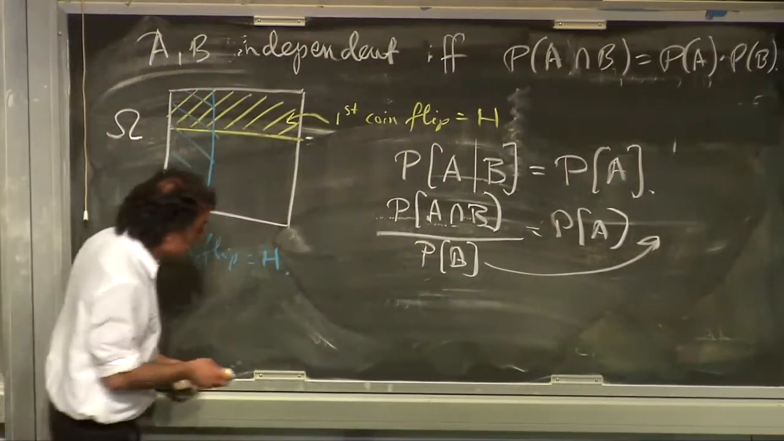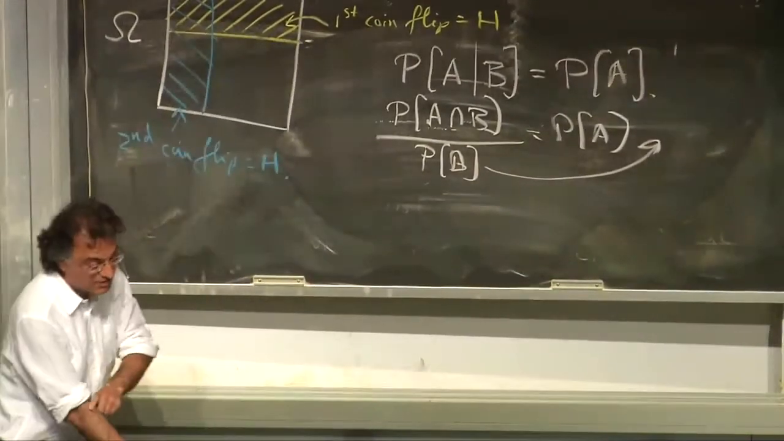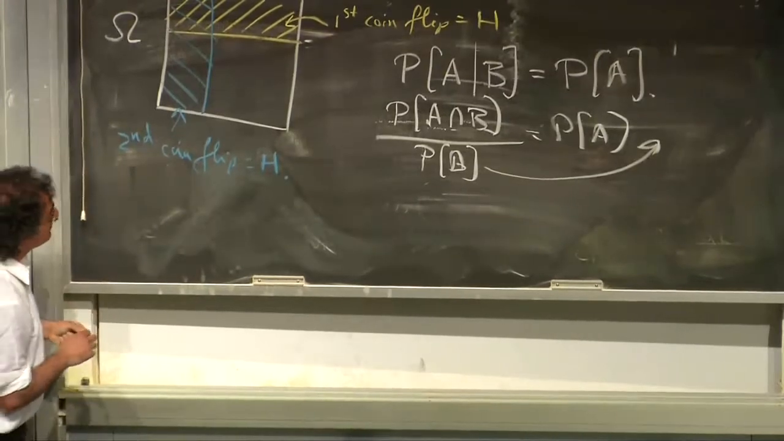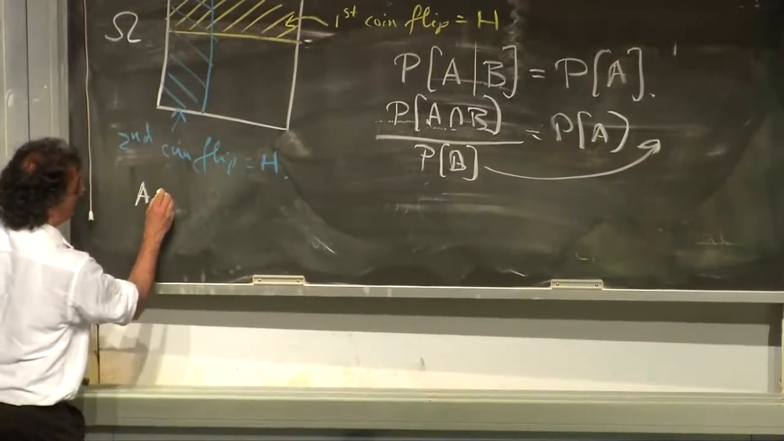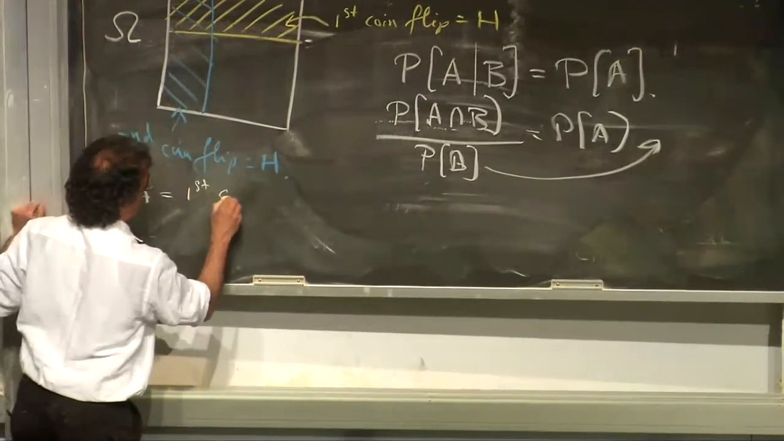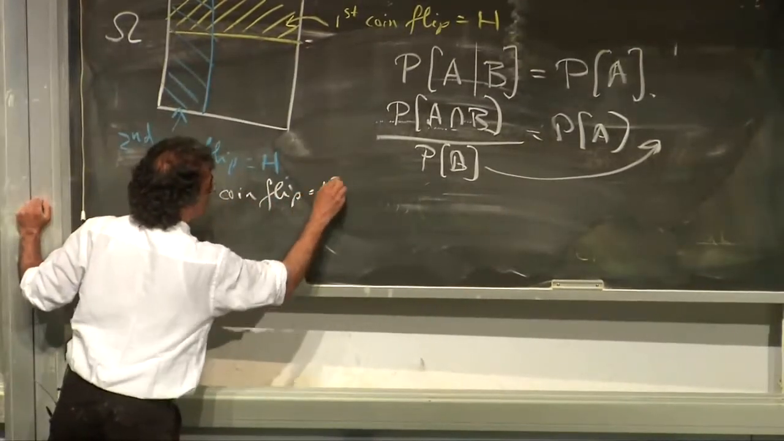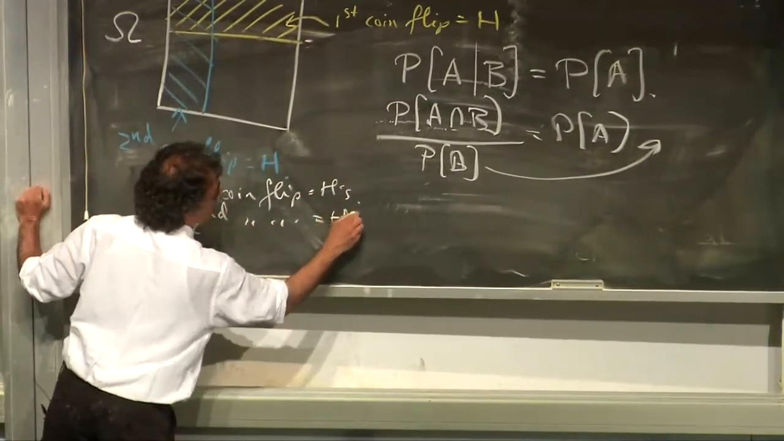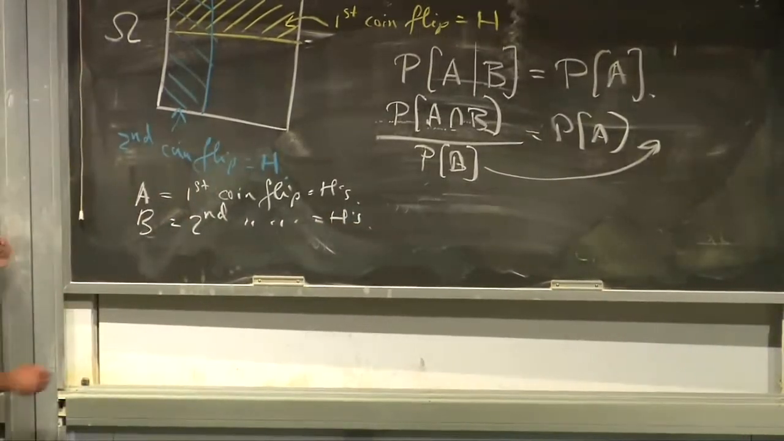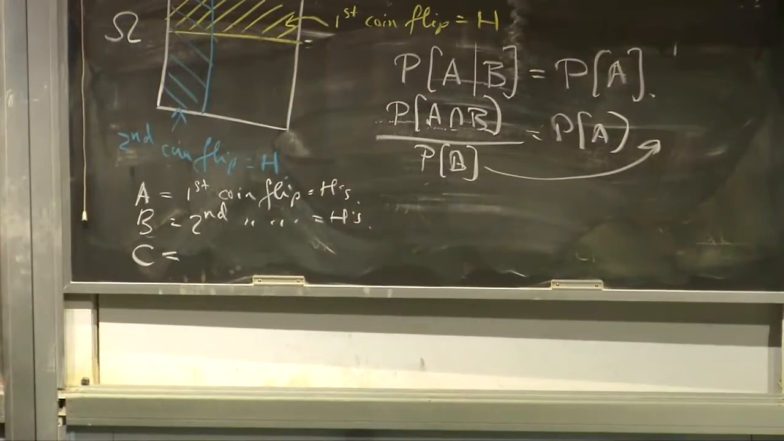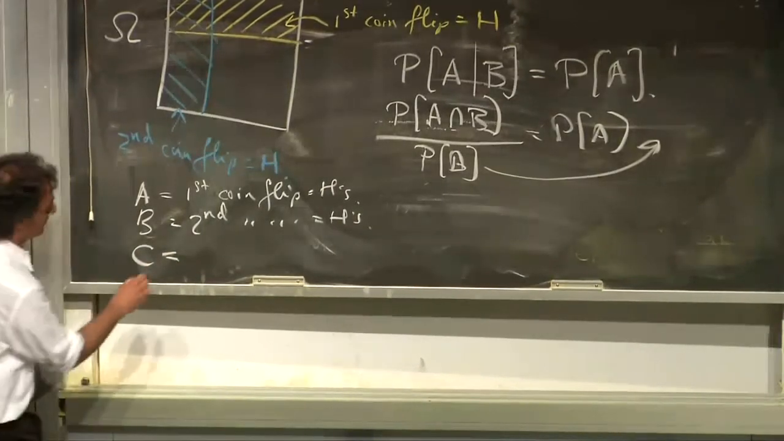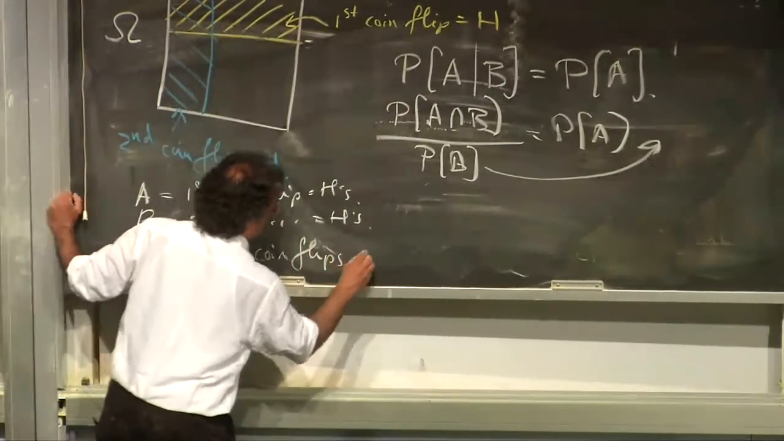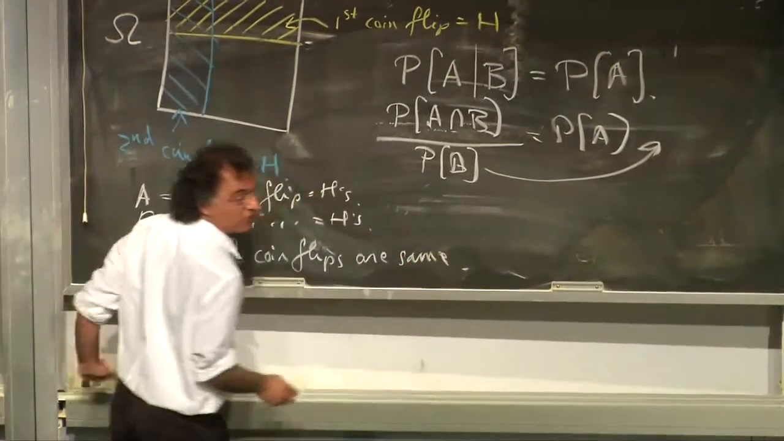And that's what it means for these coin flips to be independent. Okay, so now, suppose I flip these two coins. A is equal to the event first coin flip equal to heads. B is the event second coin flip is heads. And now I create a third event. My third event is C, which is both coin flips are the same. Either they're both heads or both tails.